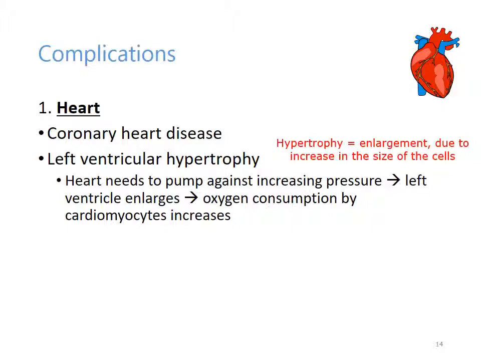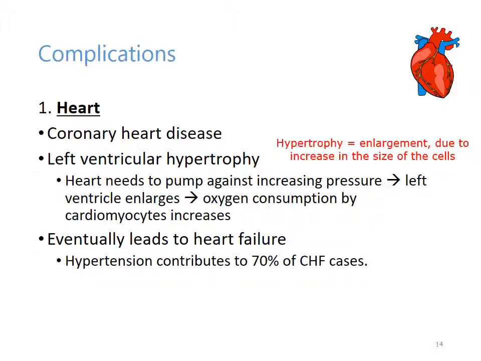In order to work harder, the cardiac muscle fibers become enlarged. In the long run, this is not a good thing. The enlarged muscle fibers will need more oxygen. With this increased demand for oxygen, there is a higher chance that the supply of oxygen may not meet the demand, and this will cause the heart muscles to die. Eventually, this can lead to heart failure. In fact, hypertension contributes to about 70% of congestive heart failure cases.